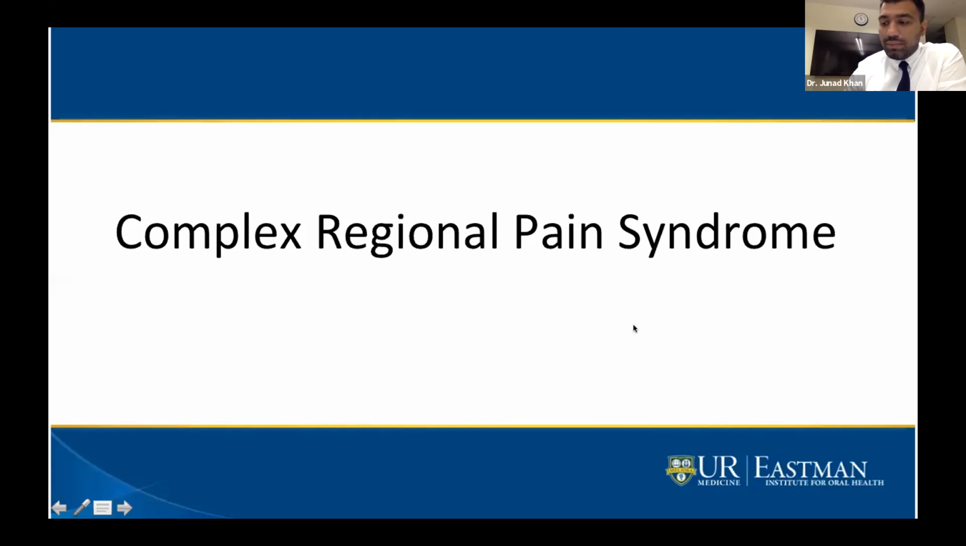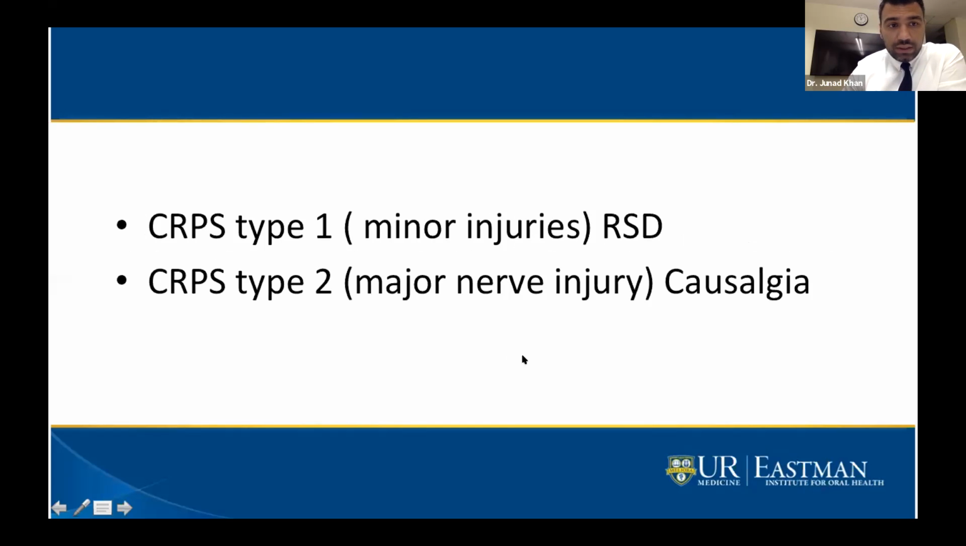Somebody had asked a question about phantom pain also; it's probably one of those things. There are two types of it, CRPS type 1 and CRPS type 2. Type 2 is when there's a major nerve injury going on. It's also known as causalgia. CRPS type 1 is where most of the dental things fall in.